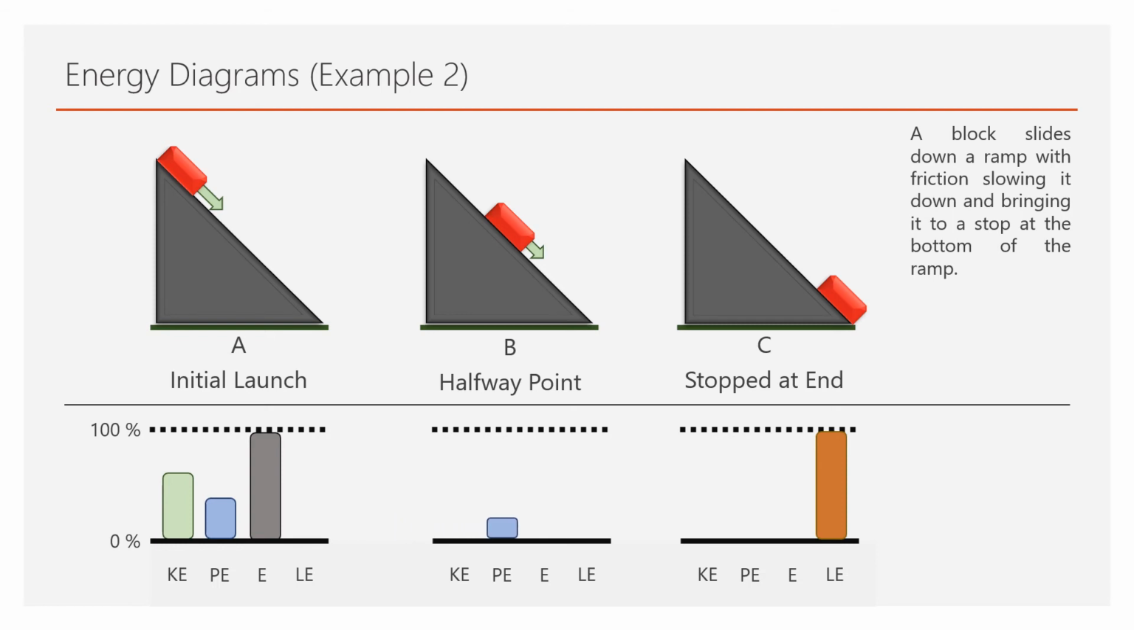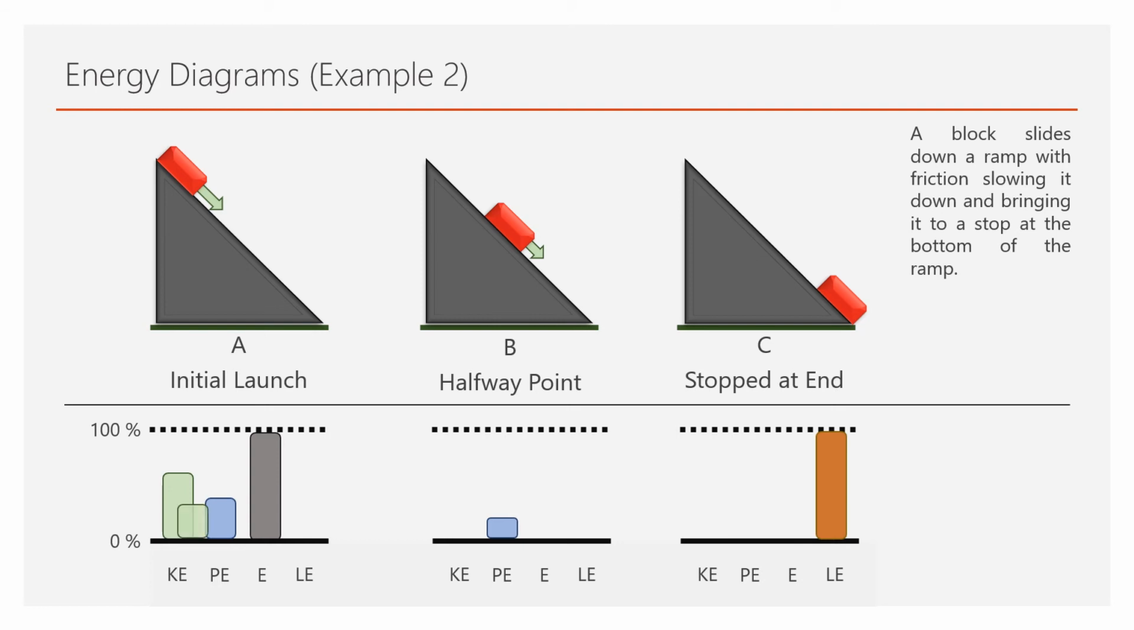Now the object is still moving, so it has some kinetic energy, but it's slowing down, so the amount of kinetic energy is less. Because we don't have the numbers, we don't know exactly how much, so we can just pick a value to make sure it's smaller than what it is in state A. We'll say it's something like this.